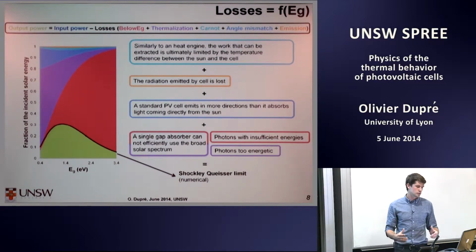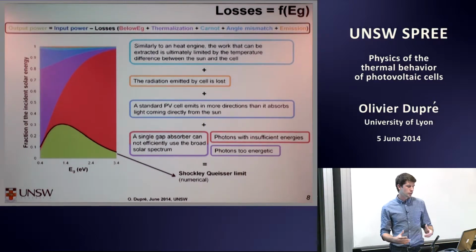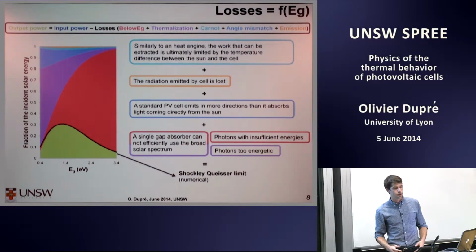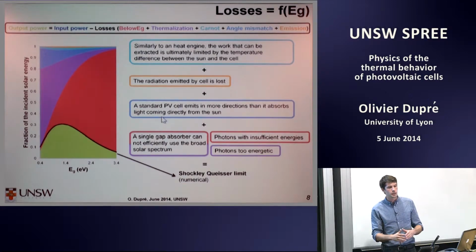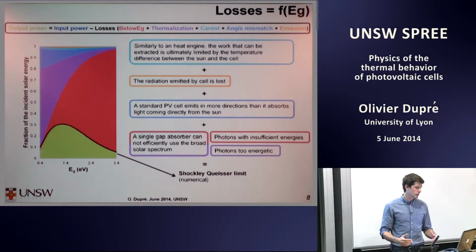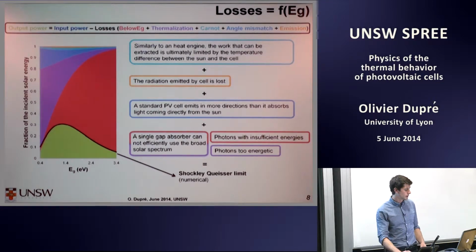And in a regular PV system, the photons are emitted back toward the ambient, and we're not getting any energy from them. And in the dark blue, we have the loss that is due to the fact that normal cells emit in even more directions than they're absorbing photons from the sun, so the balance is even more shifted.